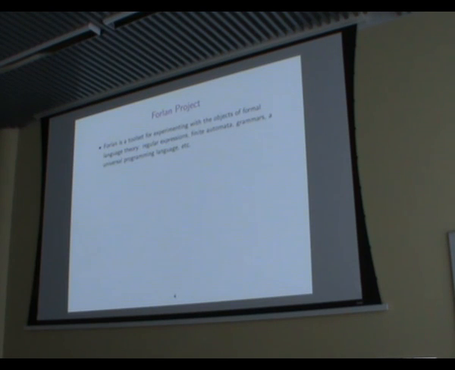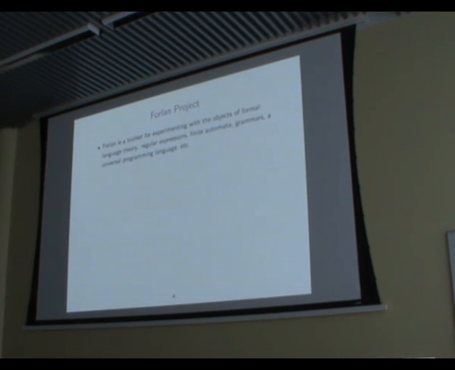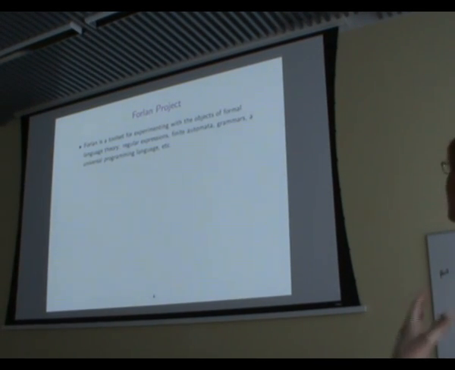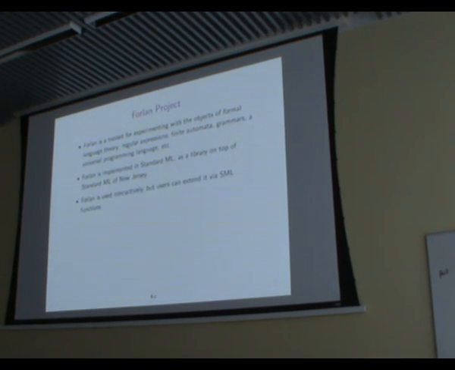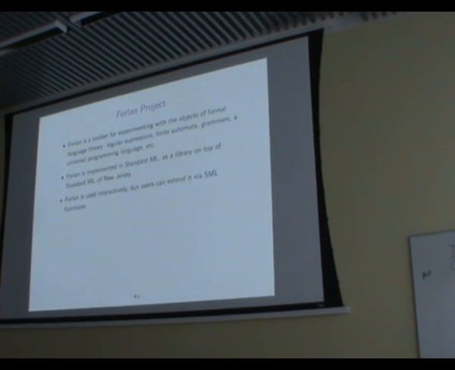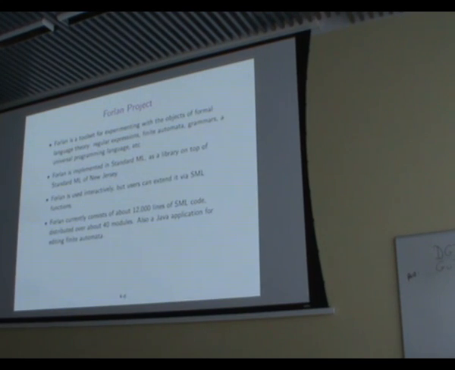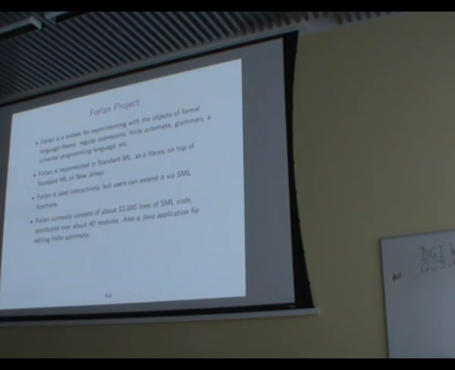So I'm going to be talking about the Forlan project. And Forlan is a tool set for experimenting with the objects of formal language theory. Things like regular expressions, finite automata, context-free grammars, a universal programming language, and more. And it's implemented in standard ML as a library on top of standard ML of New Jersey. It's used interactively, but you can extend it via SML functions, and that's typically what one does. It currently consists of about 12,000 lines of SML code distributed over about 40 modules. There's also a Java application for creating, editing, and viewing finite automata.